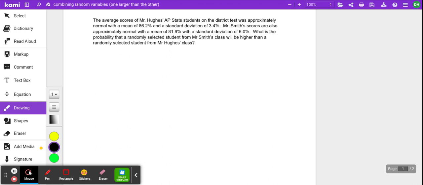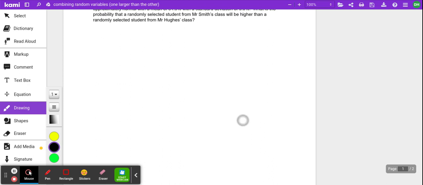But on this one, it says Mr. Hughes' AP Stat students on a district test score was approximately normal with a mean of 86.2%, a standard deviation of 3.4. Mr. Smith's scores were also approximately normal with a mean of 81.9%, a standard deviation of 6%. What's the probability that a randomly selected student from Mr. Smith's class will be higher than a student from Mr. Hughes's class? So on this one, we need to start off by defining a variable.